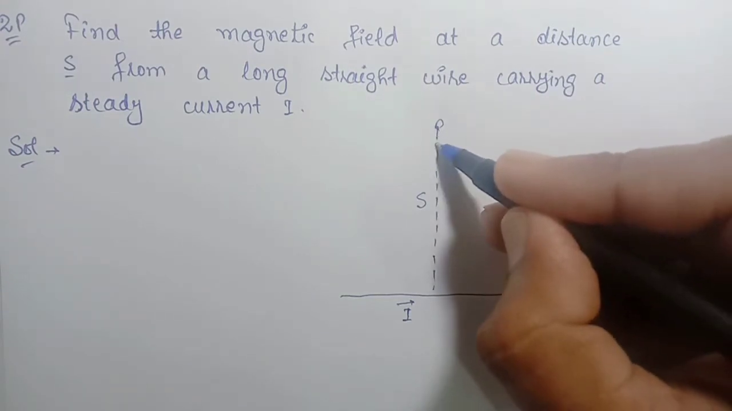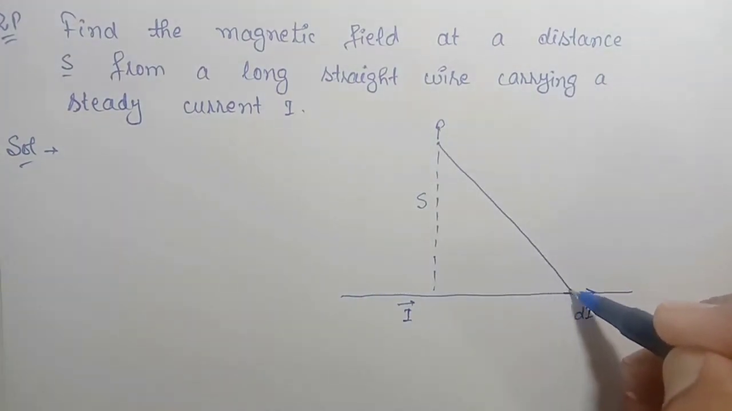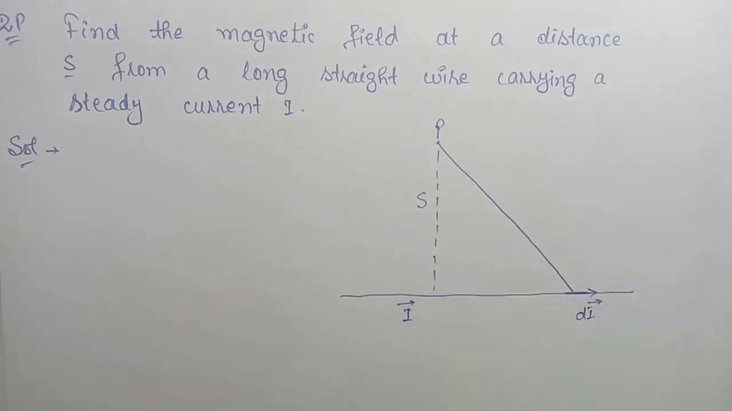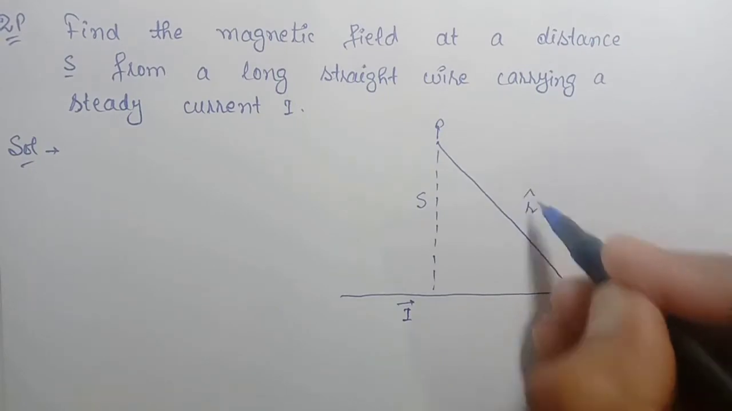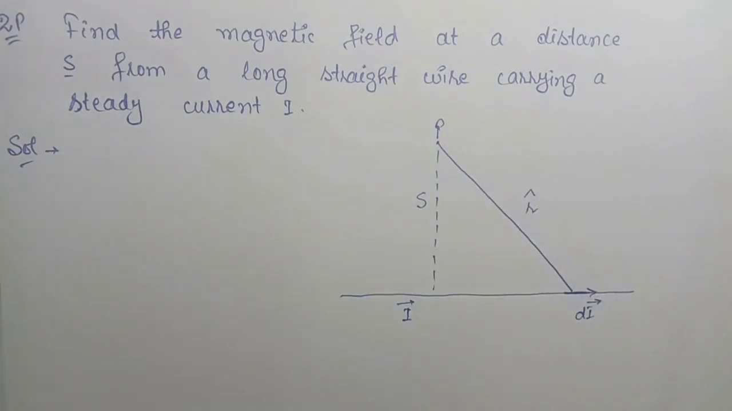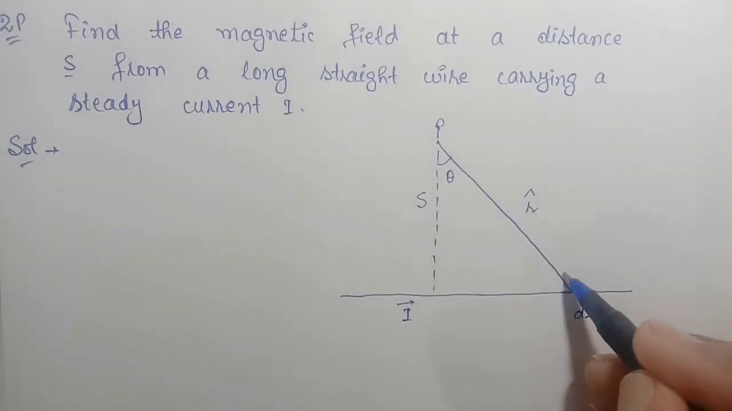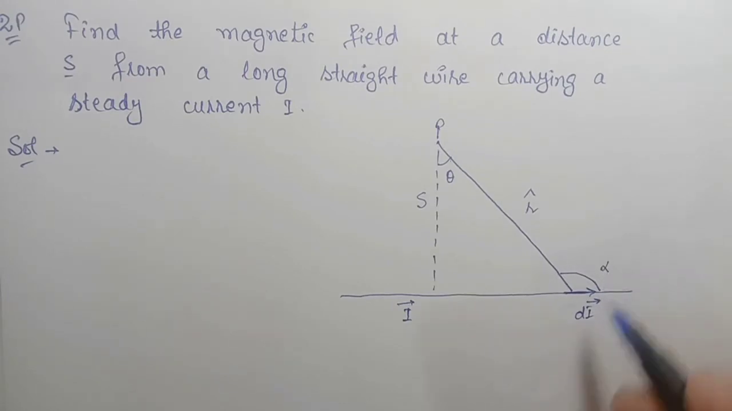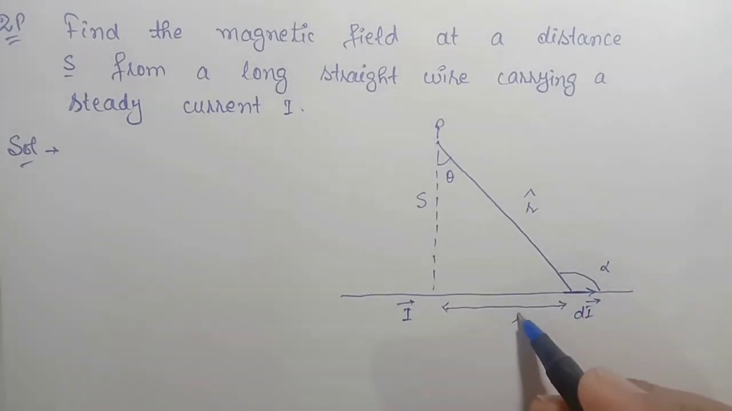Diagonally, this distance is r cap. Suppose this angle is theta, and this angle is alpha, and this variable length is small l.